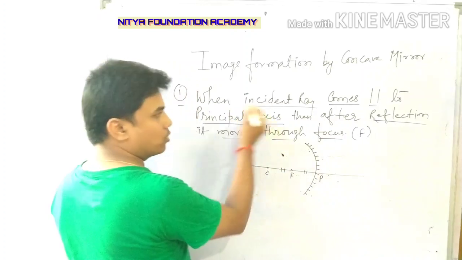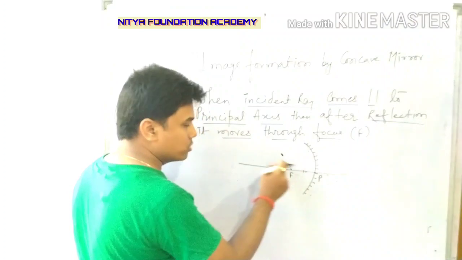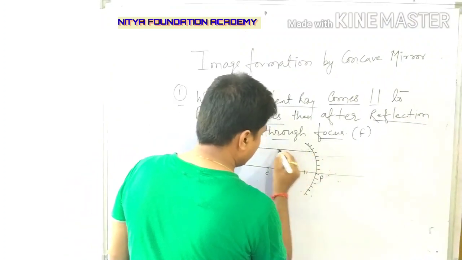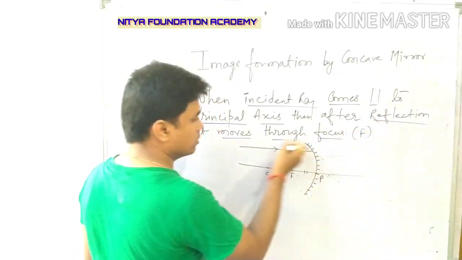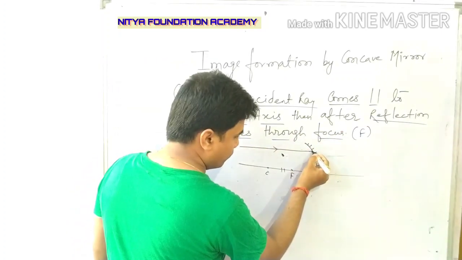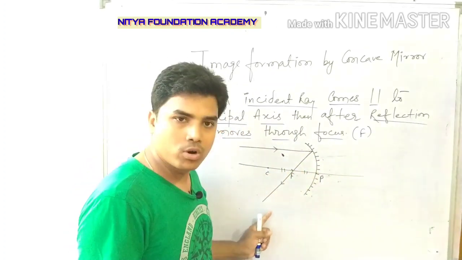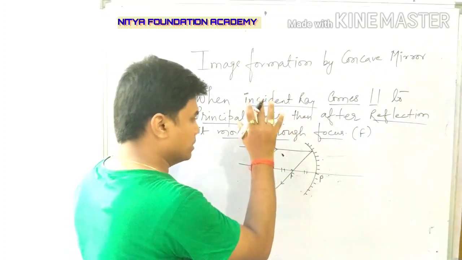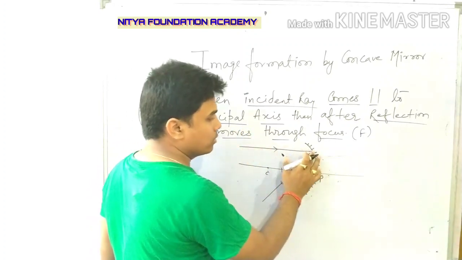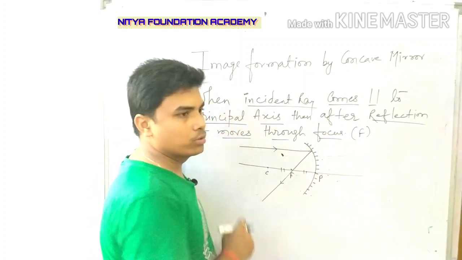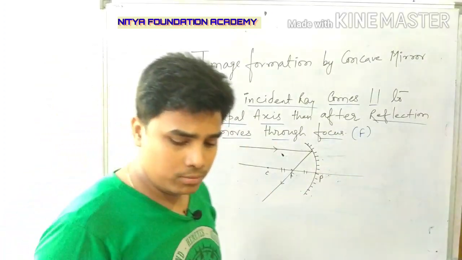According to the statement, when an incident ray comes parallel to the principal axis, what happens? After reflection it moves through focus. You can see that after reflection it moves through focus. This is basically the requirement of image formation in concave mirror. So when an incident ray comes parallel to the principal axis, after reflection it moves through the focus. This is the first rule.